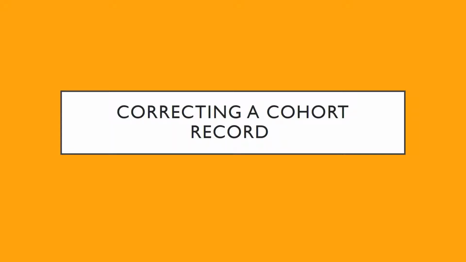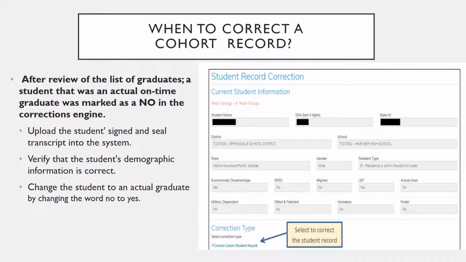Correcting a cohort record. After careful review of the list of graduates, a student who was an actual on-time graduate was marked as a no in the correction engine. To change the no to a yes, you must upload the student's signed and sealed transcript in the system, verify the student's demographic information is correct, and change the student to an actual graduate.